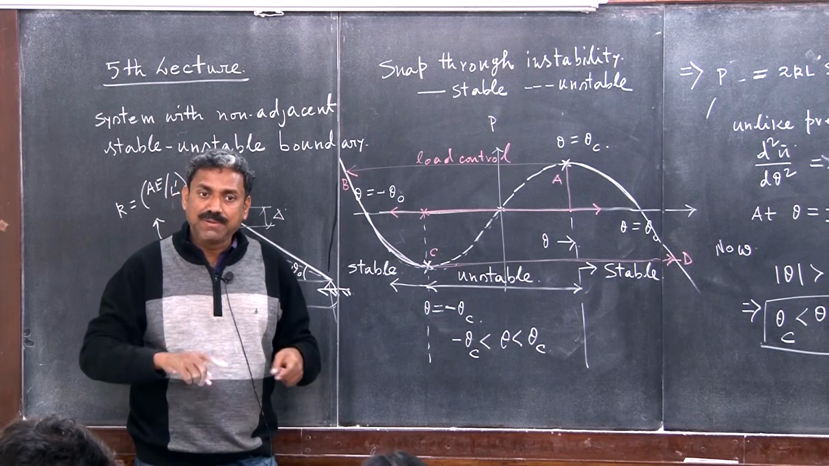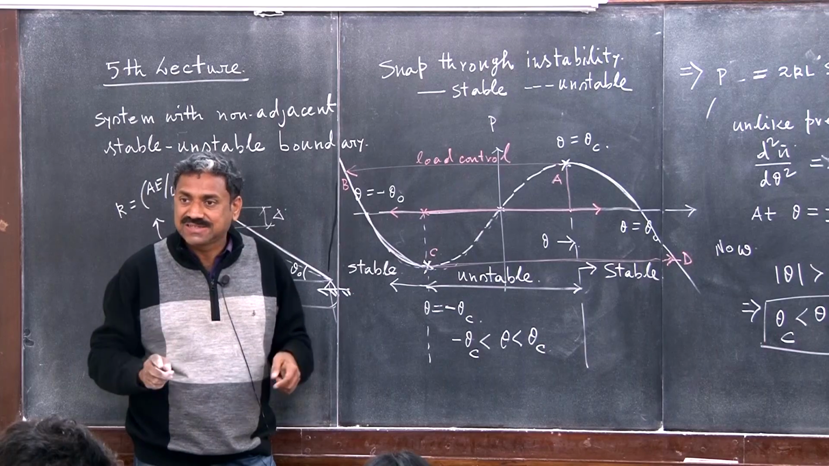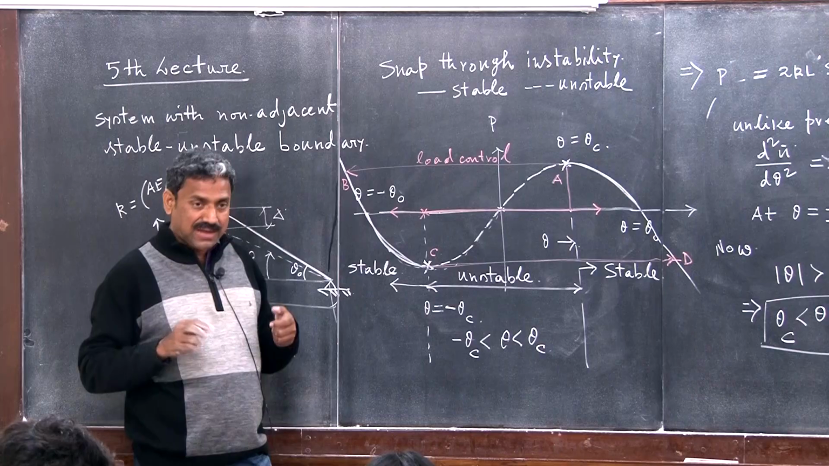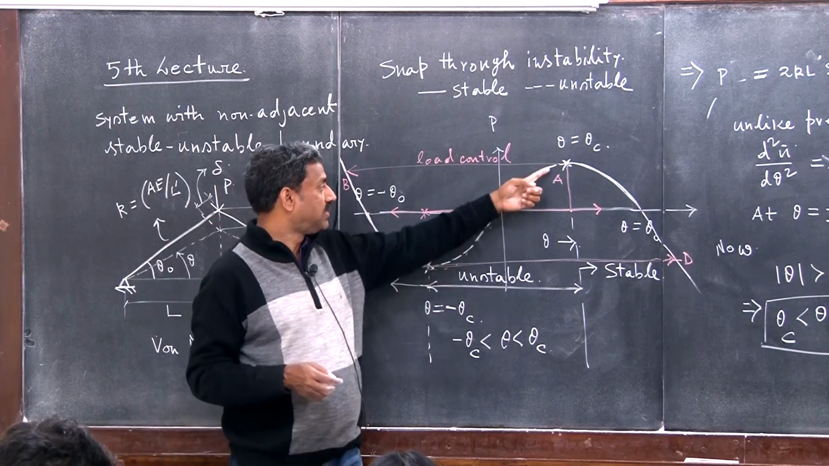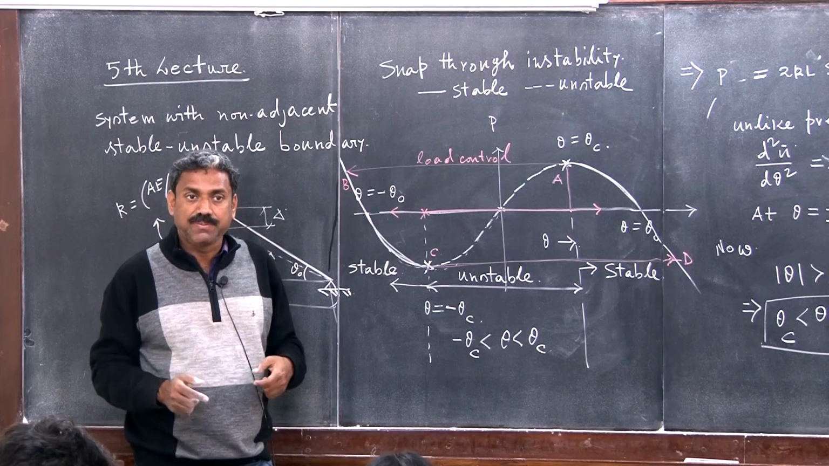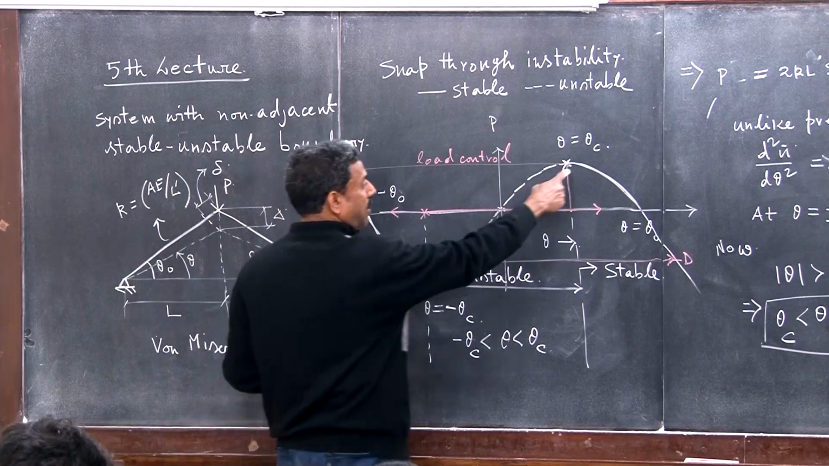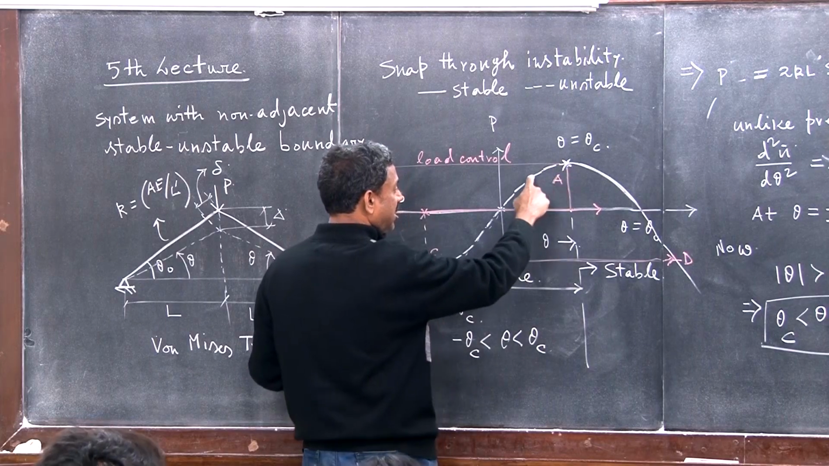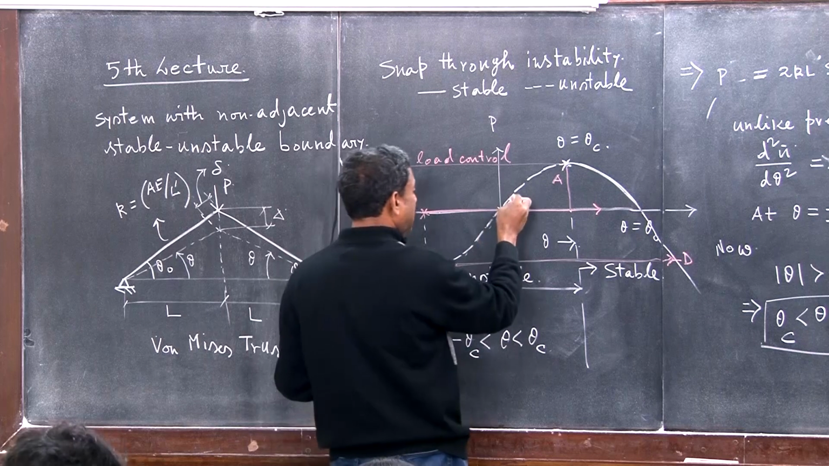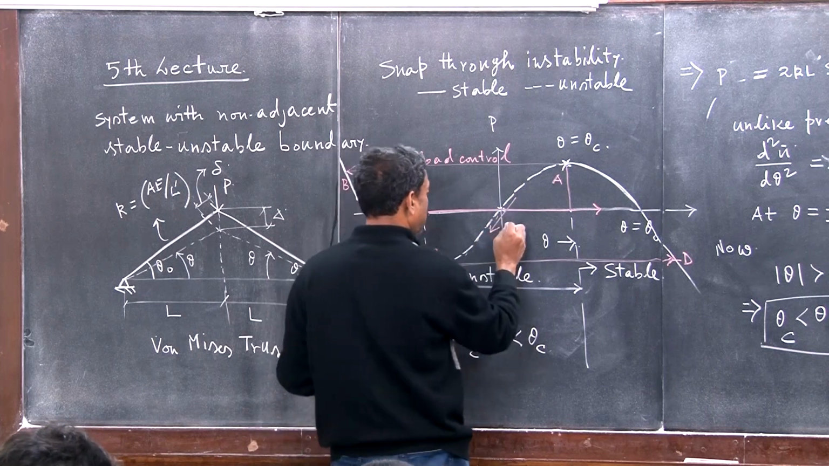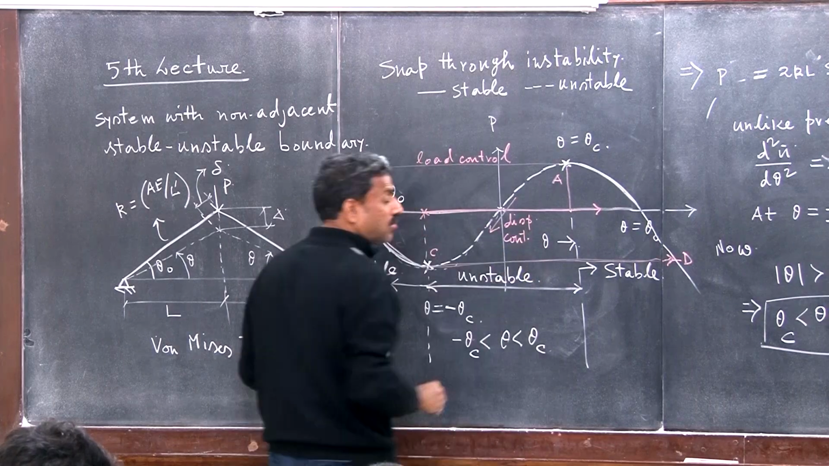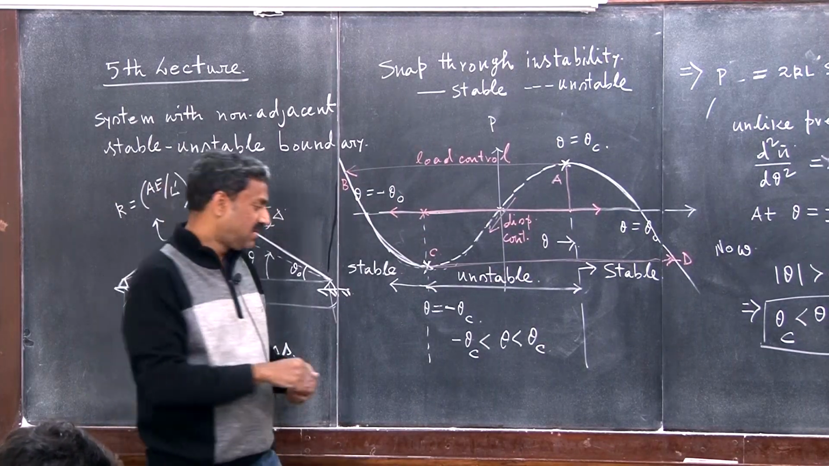Once again, the stable to stable jump is not adjacent. It is a finite distance apart, right? Now, does that mean that it will never be able to follow this path? Of course, it will be able to follow this path. How? If you make the experiment displacement control, instead of load control, then this path can be traversed, right? So this can only be traversed through displacement control. Do you understand that?